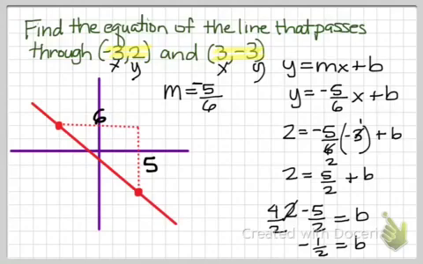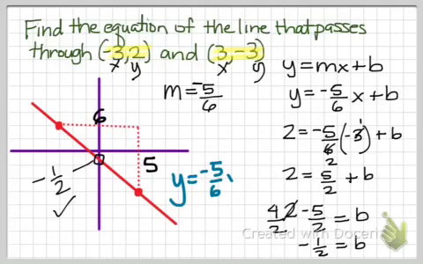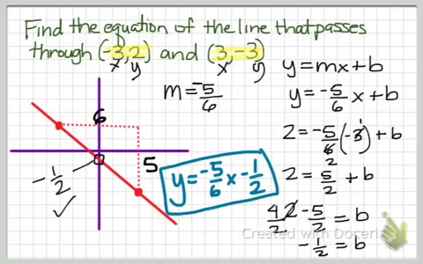So we know our y-intercept is b. When we go over and look at the graph, we can see that the y-intercept is -1/2. It makes sense. So that verifies that our equation is going to be y equals -5/6 x minus 1/2.